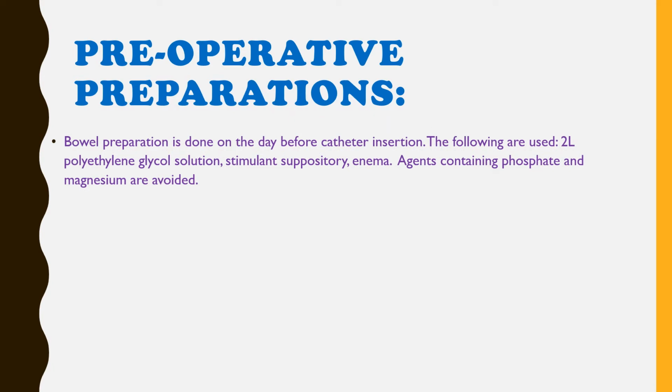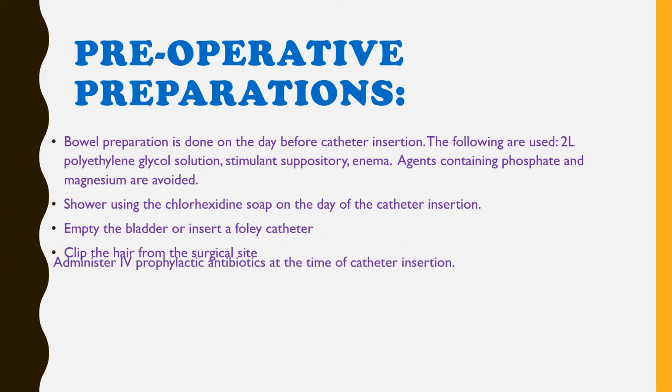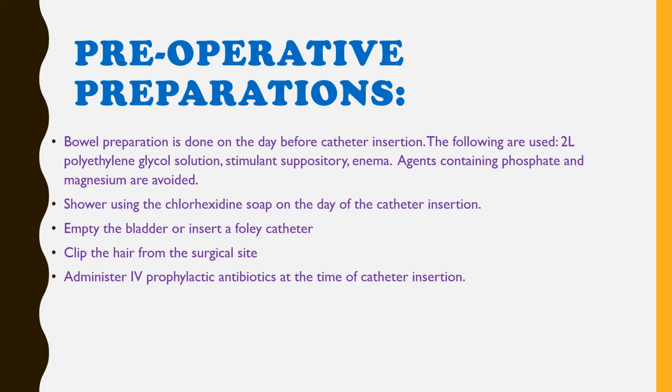Bowel preparation is done on the day before catheter insertion. The following are used: 2-liter polyethylene glycol solution, stimulant suppository or enema. Agents containing phosphate and magnesium are avoided. Shower using the chlorhexidine soap on the day of the catheter insertion. Empty the bladder or insert a Foley catheter. Clip the hair from the surgical site. Administer IV prophylactic antibiotics at the time of catheter insertion.